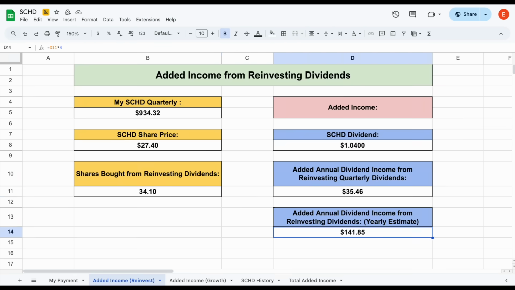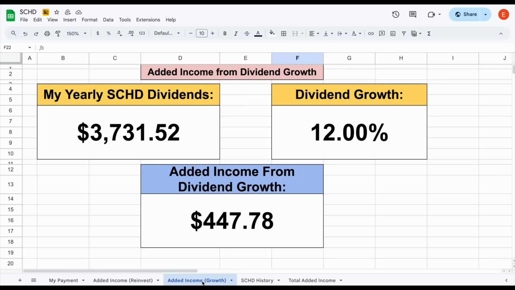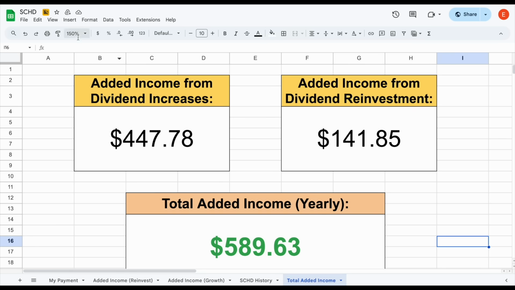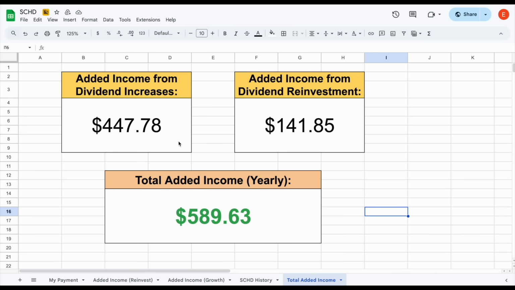But what's even more impressive is how fast SCHD grows those dividends. This is what I really love. Assuming SCHD gets close to its historical dividend growth like we just saw of around 12%, here's my yearly SCHD dividends. With that dividend growth rate, SCHD would increase the amount it pays me over the next year by $447.78, and this number will continue to climb higher and higher as the compounding effect continues to take place. So when we consider both of these factors, reinvesting dividends and also dividend increases, my added yearly income simply from those two factors without me actually adding more capital is almost $600. You can see why SCHD starts to be attractive from a dividend growth perspective.